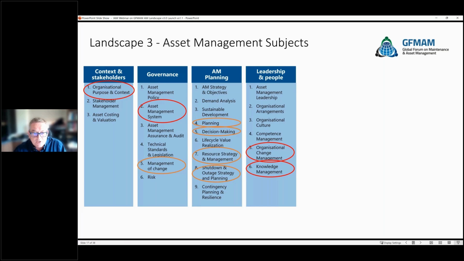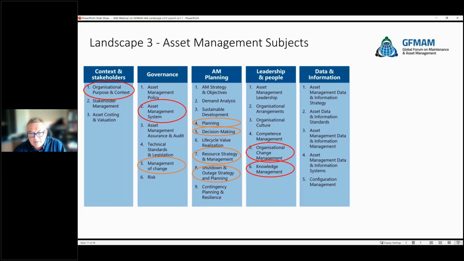Data and information, actually, other than configuration management moving into that area, largely unchanged, other than the content being updated to reflect that there's been a lot of changes in this area, as I said earlier. But structurally, that hasn't particularly changed, other than configuration management coming into that area.